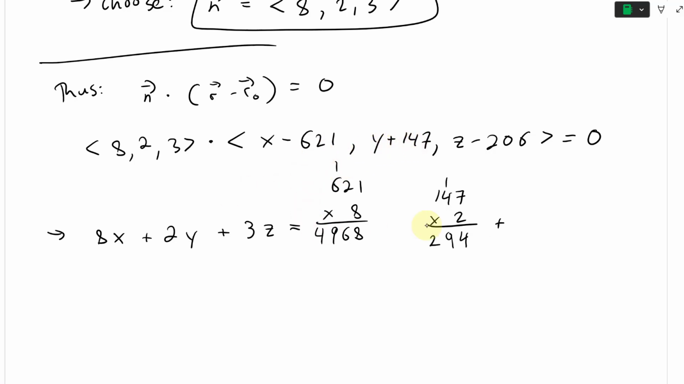This is going to be a minus now. So this is going to be a minus, yes, minus 294. The next one is going to be, well, not a plus. Actually, it is a plus. It's a negative, we move it over to this side, it becomes a plus. So it's going to be plus 206 multiplied by 3, and then times it by 3.